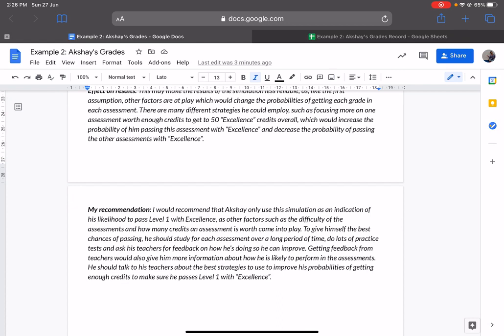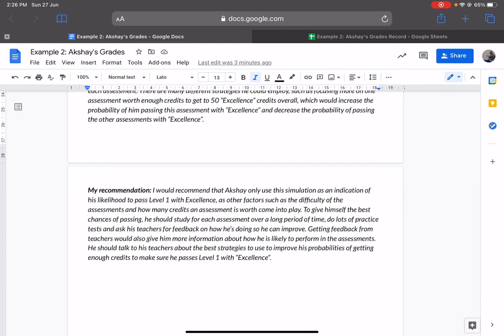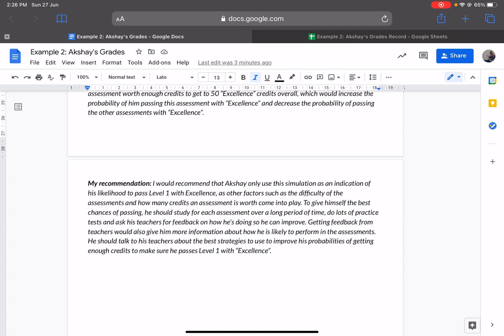So the recommendation, based on these assumptions that may affect the simulation, is that Akshay only use the simulation as an indication of his likelihood to pass the one with excellence, as other factors such as the difficulty of the assessments and how many credits an assessment is worth come into play. To give himself the best chance of passing, he should study for each assessment for a long period of time, do lots of practice tests, and ask his teachers for feedback on how he's doing so he can improve. Getting feedback from his teachers would also give him more information about how he is likely to perform in the assessments. He should talk to his teachers about the best strategies to use to improve his probabilities of getting enough credits to make sure he passes level 1 with excellence.